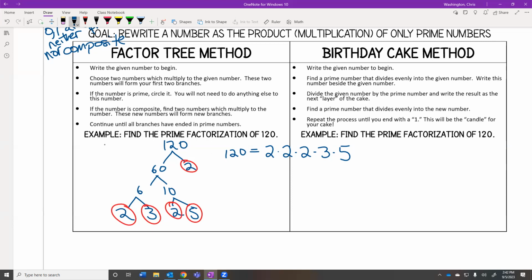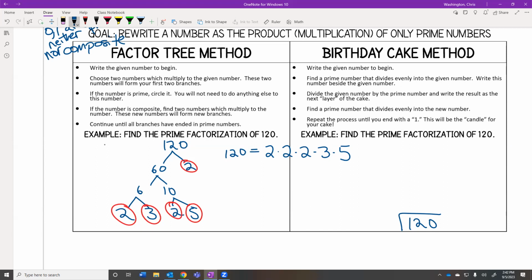The other method that you probably didn't learn, maybe, is called the birthday cake method. It does the same thing as the factor tree method. I don't care which one you use. I'm going to show you this one, but you probably won't use it if I'm being honest, because you've never seen it before today. The factor tree method and the birthday cake method are really closely related.